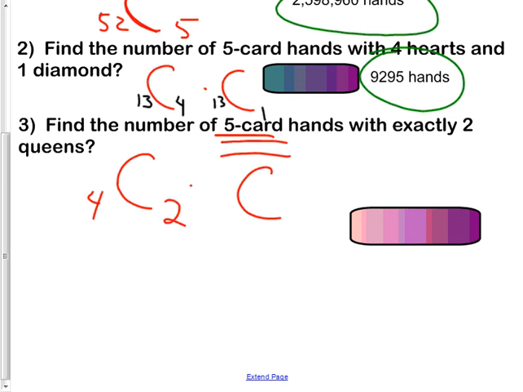I know it's 4C2. Somebody must have figured out what to do with the other part. Nope, it's not 13. What goes here and what goes here?